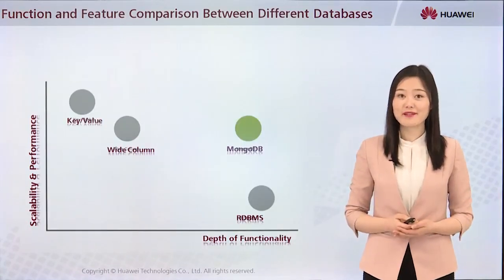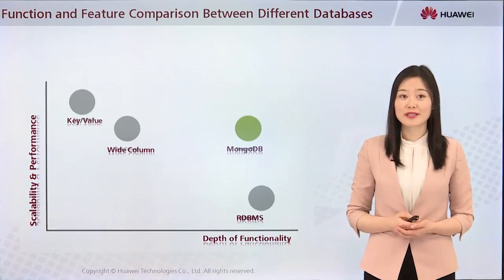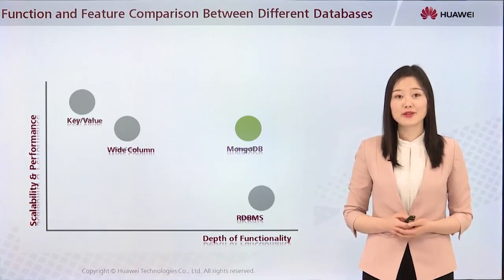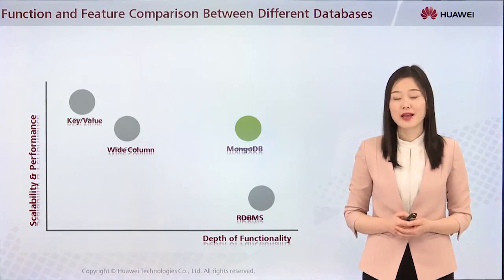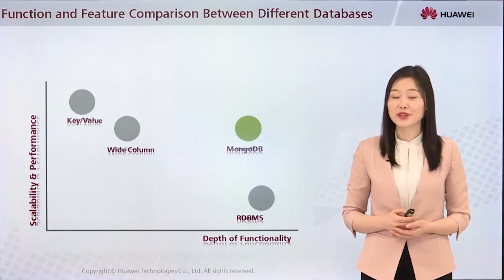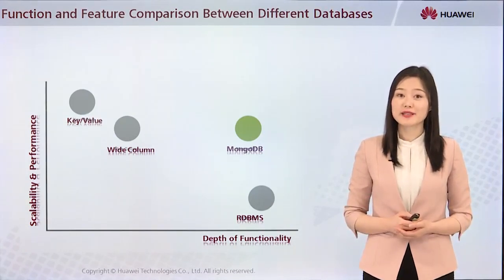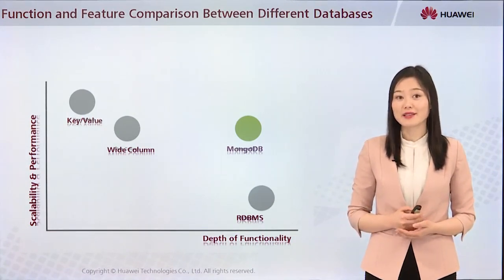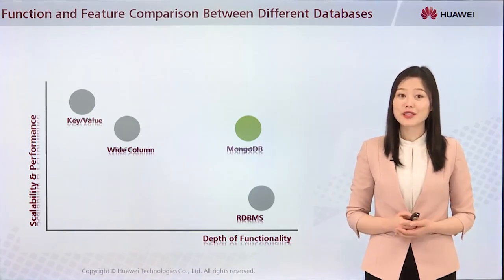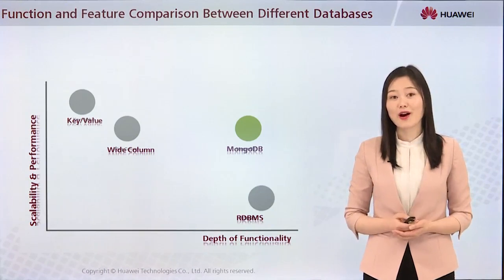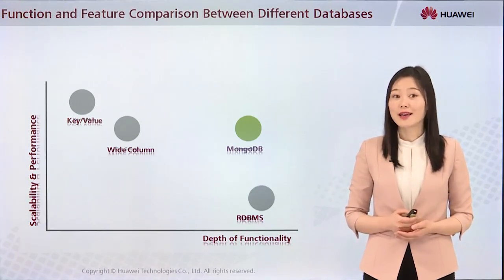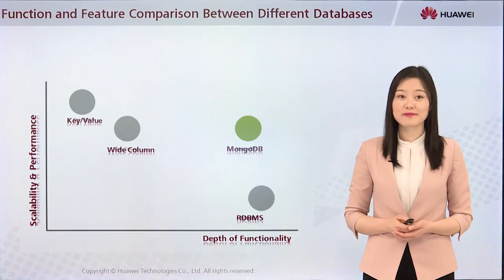Now let's compare key-value databases, traditional databases, and MongoDB. Key-value databases rank highest in terms of performance and scalability, while traditional databases are the worst. However, traditional databases rank highest in terms of functions, while key-value databases are considered to be far worse. MongoDB is a balanced option, ranking well in both aspects. For Internet service systems that require high performance and scalability, key-value databases are the best choice.